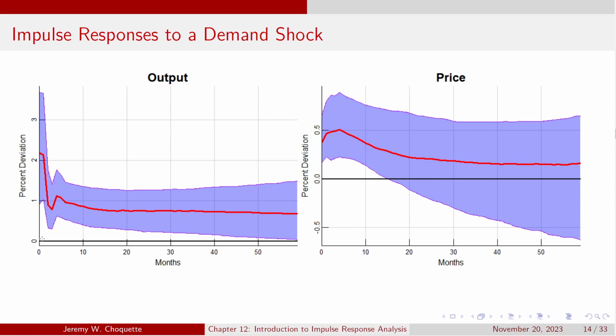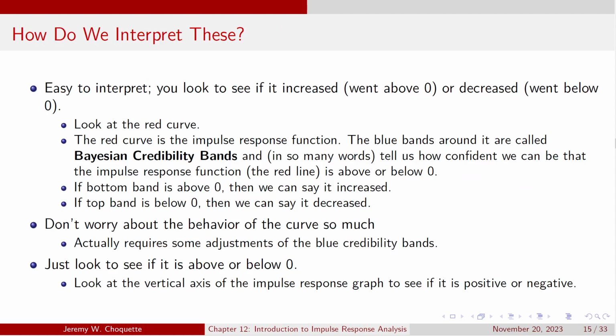And the only way to tell that sometimes, because sometimes you don't see the 0 here, sometimes you just see these numbers. Well, if the numbers are positive, then it's above 0. If the numbers are negative, then it's below 0. So try not to think too much into it, because you don't want to be worried about the behavior. Really, there actually need to be some statistical adjustments made to those credibility bands in order to really interpret the slope of these things or the behavior of these things over time. So just look to see if it's above or below 0. And you've got to look at that vertical axis to get an idea if it's positive or negative.